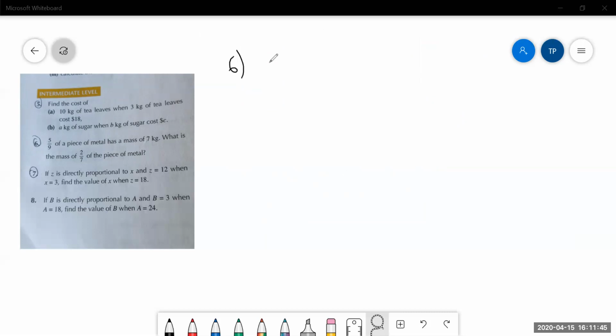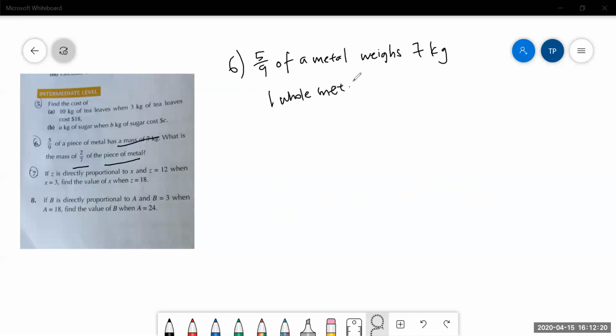Okay, for question 6. 5/9 of a piece of metal has mass 7 kg. What is the mass of 2/7 of a piece of metal? For this one, you will rephrase it because it's too long already. So 5/9 of a metal weighs 7 kg. Now we want to find how much one whole metal will weigh.